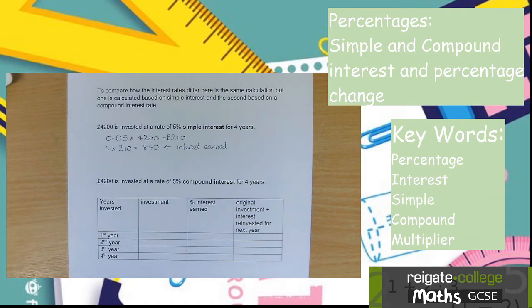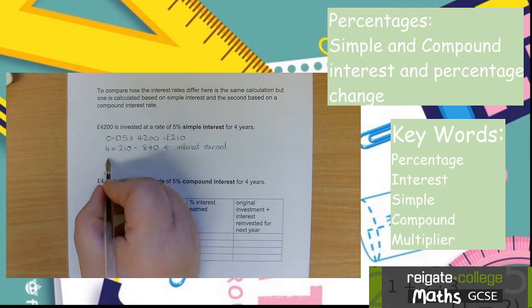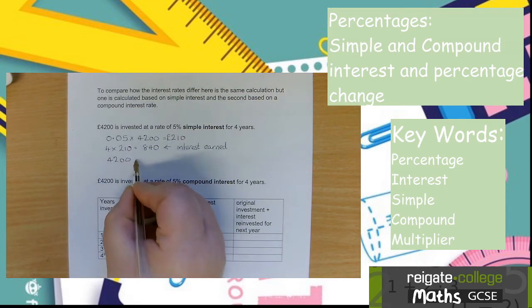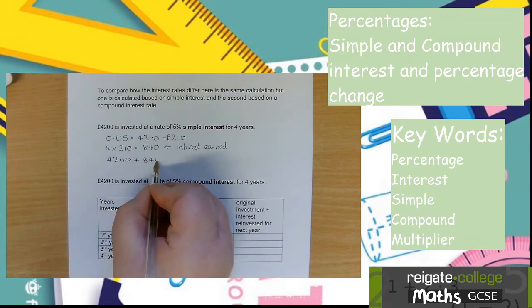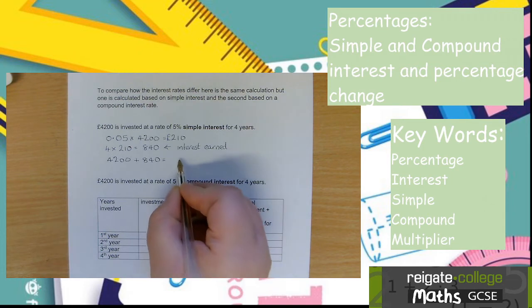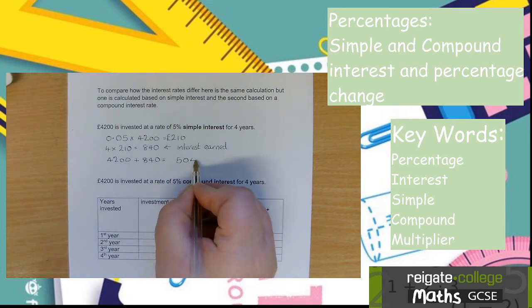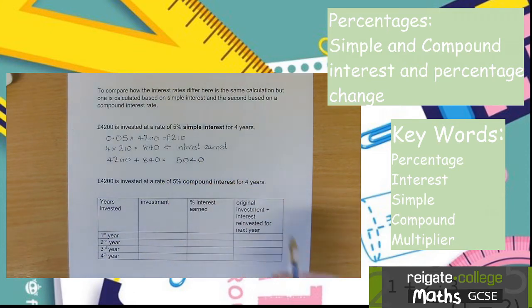If my question were to ask how much money would be in the bank at the end of 4 years, I'd have my original investment in the bank also. So £4,200 plus the £840 interest will give me a total balance in my bank of £5,040.